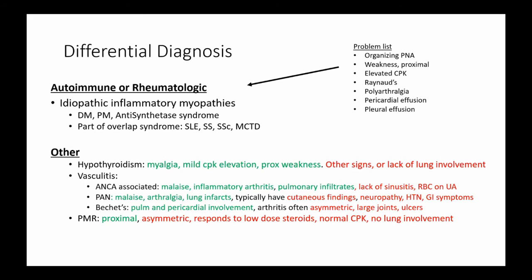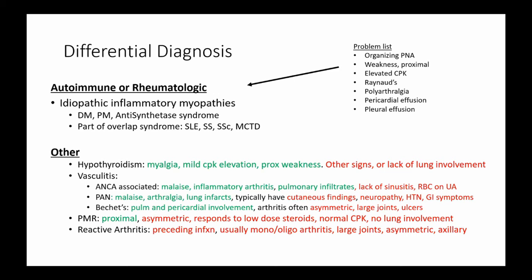PMR, this is another buzzword when I think of proximal muscle, but PMR is going to be less proximal muscle weakness, more of a pain. But it's treated with low-dose steroids. It usually responds very well to low-dose steroids. This patient was already on steroids. So this is lower on the list, especially you would expect to have a normal CPK with PMR.